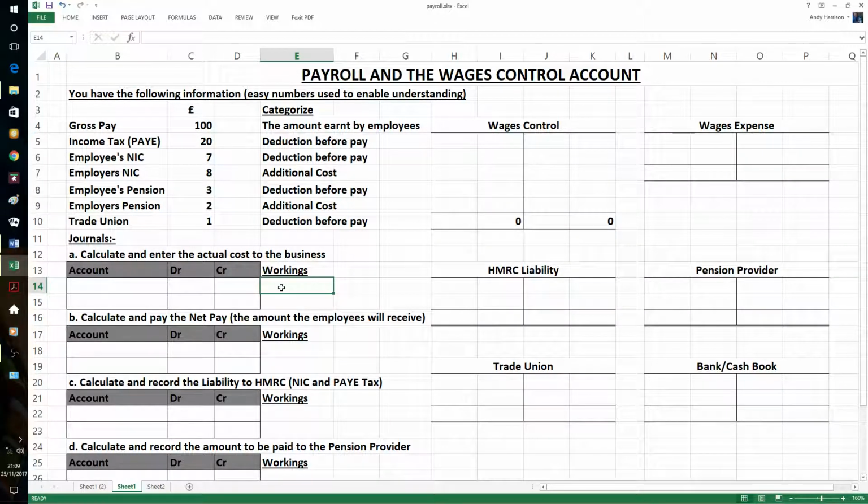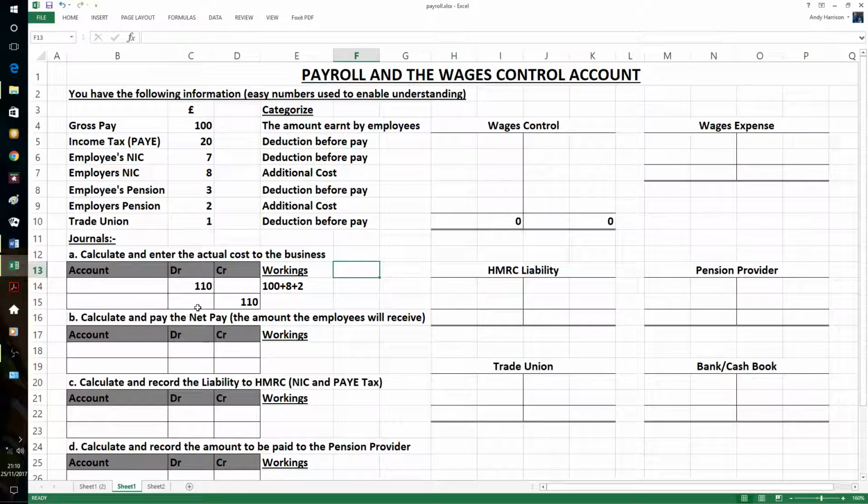So the actual cost to the business will be the 100, the gross, what we tell our employees we're going to pay them, plus our two additional costs, our jobs tax, our employers' national insurance, and our contributions, because we're good, into their pension fund. That then adds up to 110, as you would expect.